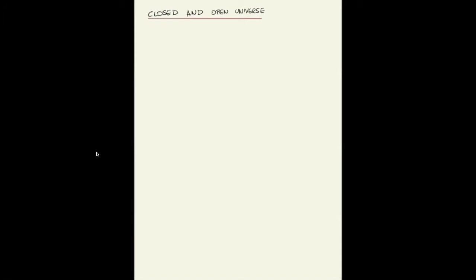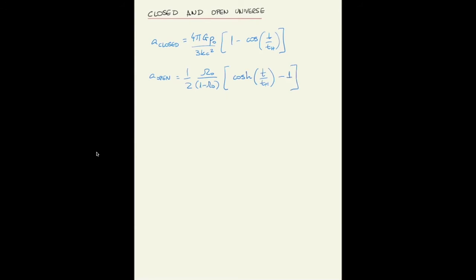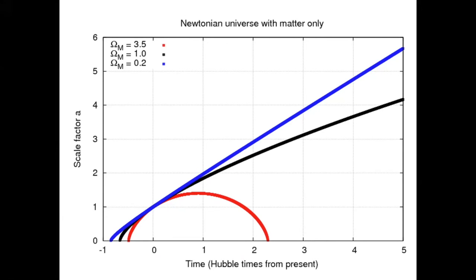Now, for open and closed universes, that means if omega is not equal to 1, the Friedman equation is solvable, though the solution is way more involved, so we're only going to quote the solutions. For a closed universe, the scale factor is as shown, and for an open universe, the solutions are shown in this figure. For omega equal 1, you have the flat universe, so that's the scale factor going with the power 2/3 of the time.